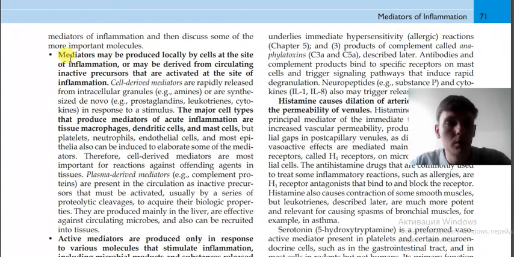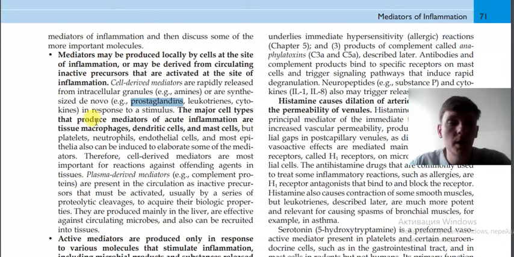And here is the classification. Mediators may be produced locally by cells at the site of inflammation, or may be derived from circulating inactive precursors that are activated at the site of inflammation. So we subdivide: cell-derived mediators are rapidly released from intracellular granules, for example amines like histamine, or synthesized de novo, so might be produced from arachidonic acid. It's like a precursor of prostaglandins, leukotrienes, and other components, thromboxane. Cytokines are produced de novo in response to a stimulus.